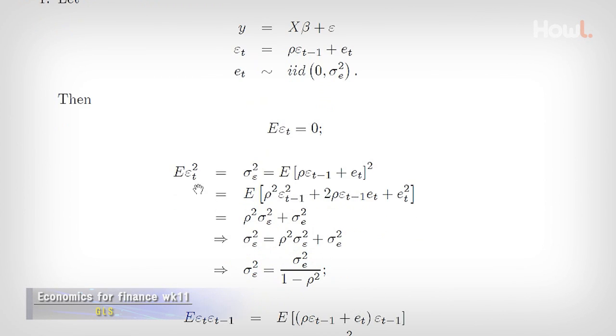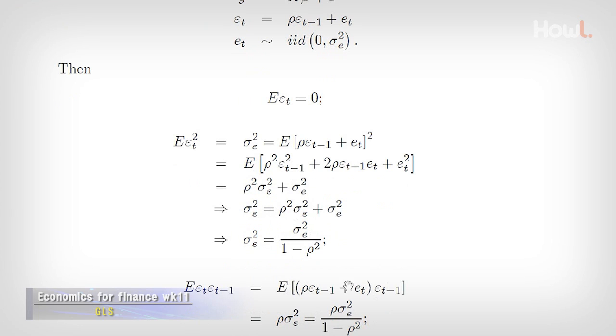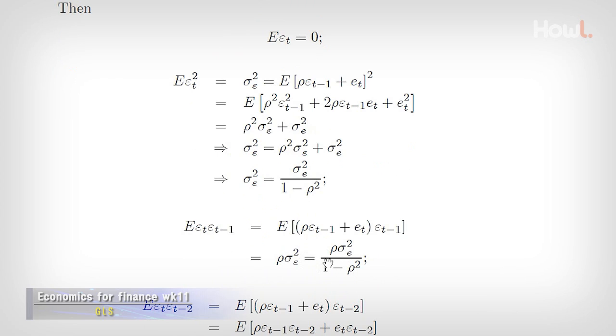Okay. Now let's calculate the covariance between epsilon t and epsilon t minus 1. From this relationship, we have this one, and this one we can solve. Basically, we know what the variance of epsilon is, so we want to plug this value over here, right? And this term is 0. So it is simply rho multiplied by this part.